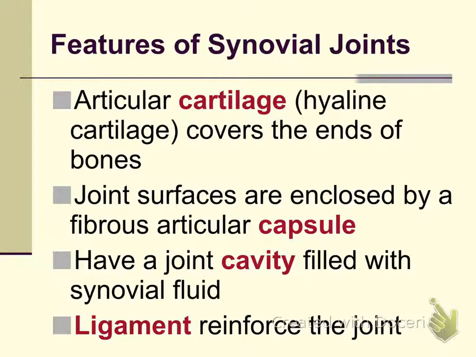Certain features of synovial joints: you recall that on the ends of bones is a material called articular cartilage, made up of hyaline cartilage, and its job is to cover the bones where they are going to come in contact with another bone. Joint surfaces are surrounded by something called a fibrous articular capsule, which encloses the joint to create a joint cavity. And that joint cavity is filled with synovial fluid, which is made by the synovial membrane.